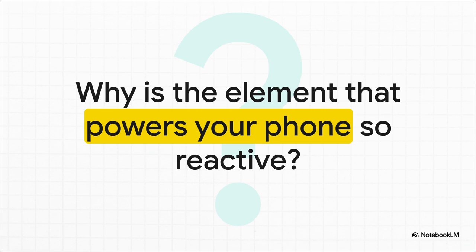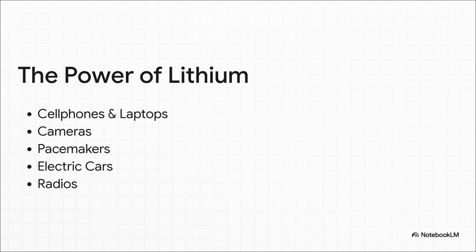It's incredibly reactive. And I mean, this stuff is a powerhouse. It's in everything. Laptops, cameras, even pacemakers and the batteries in electric cars. All of its usefulness comes directly from that high reactivity. And that reactivity is decided by just one thing: the way its electrons are arranged. And that right there is the key we're about to unlock.